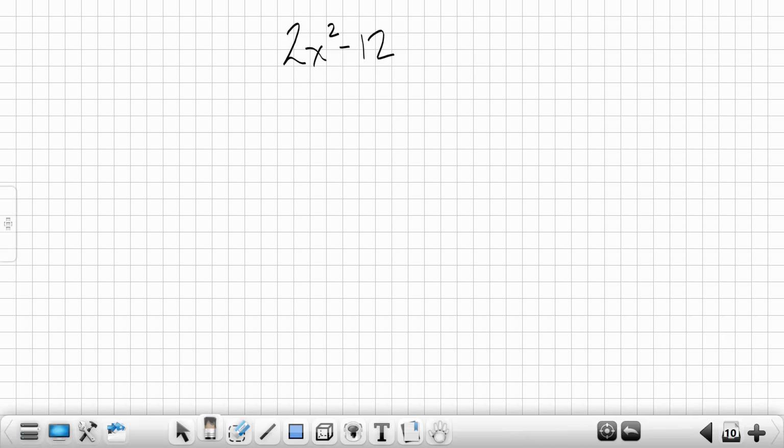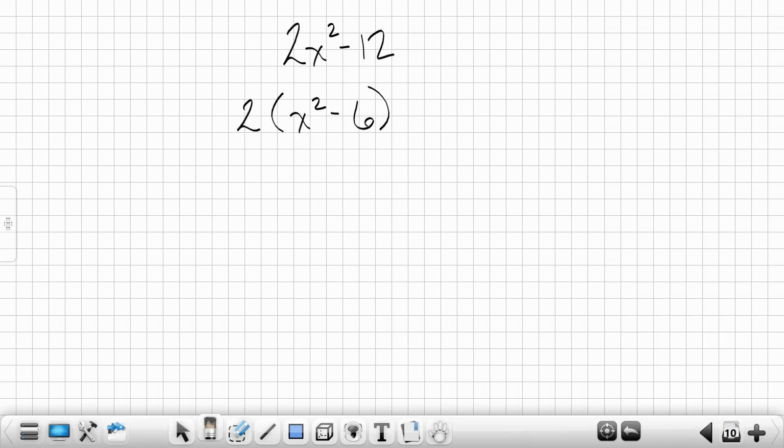Okay, 2. 6 does not go into 2. So what is the biggest number that goes into both of these? It's 2. So we factor a 2 out. If I factor a 2 out of 2x squared, what's left? Great. And if I factor a 2 out of negative 12, what's left? Negative 6. Good. That's it.